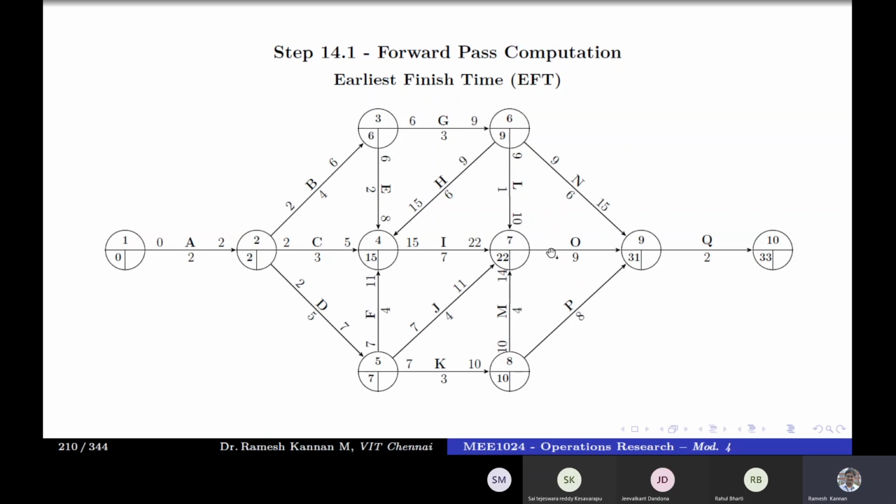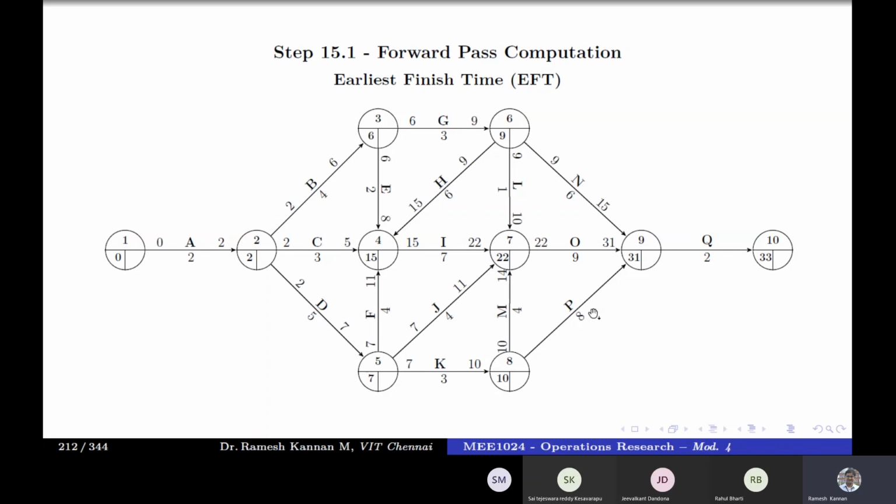O, if you pay attention to O, it depends on the EFT of the previous activities. In this case, L, I, J, M all are projecting towards this activity. So the EFT of L is 10, EFT of I is 22, EFT of J is 11, and EFT of M is 14. Out of this, the maximum value is 22, so this 22 or this 22, either way it is the same. So 22 plus 9 is 31.